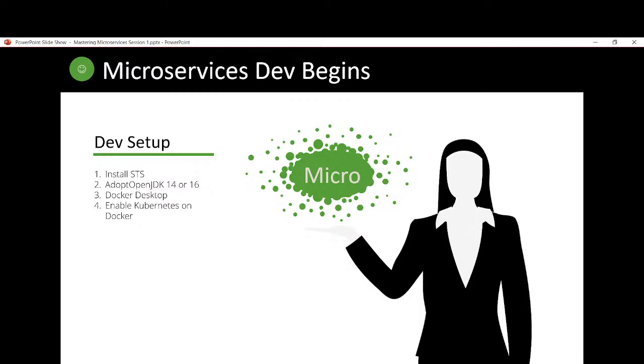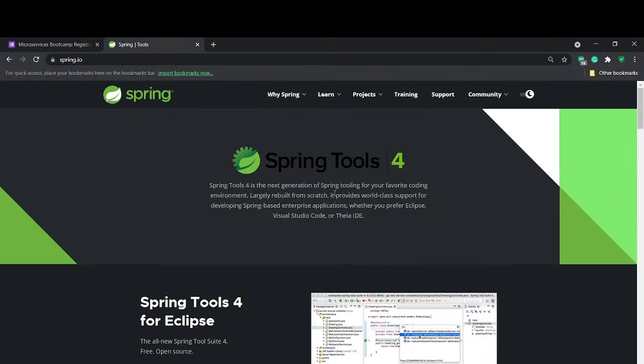Okay, and then you can also download Docker Desktop. Then you can enable Kubernetes on Docker, so you don't have to install the Kubernetes platform on your Windows, or OpenShift, or Minishift, just Docker. We can enable Kubernetes.